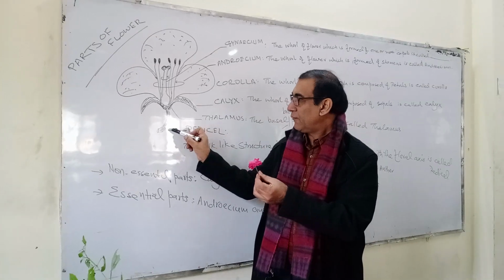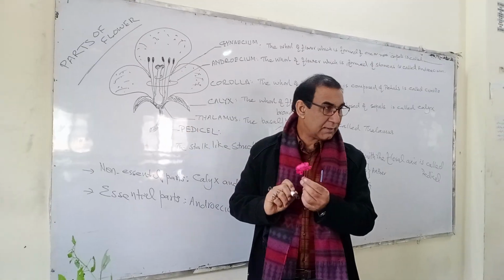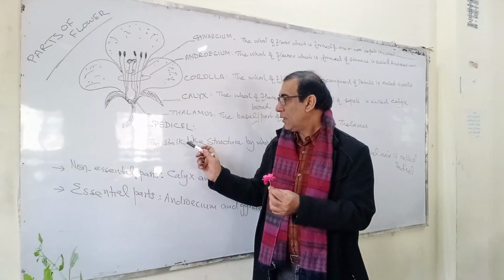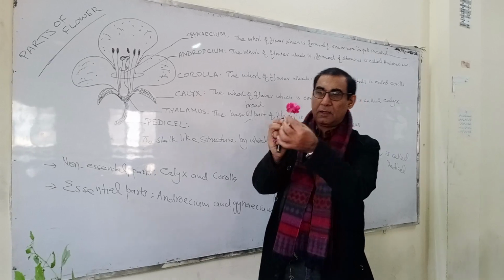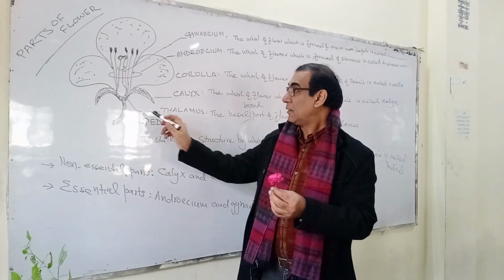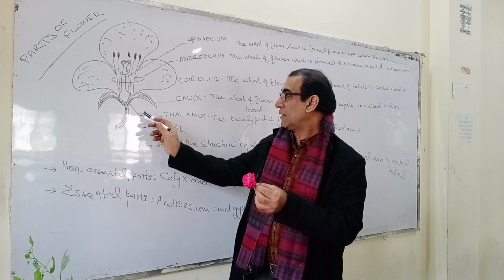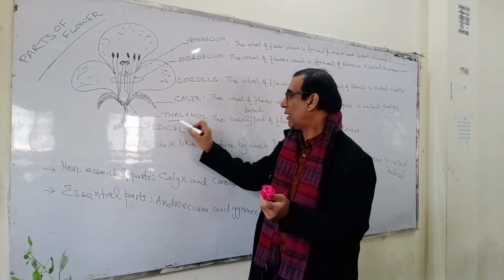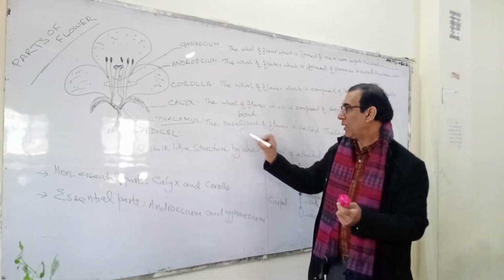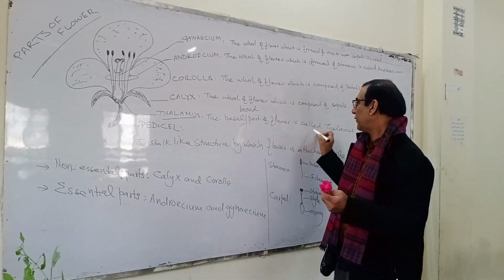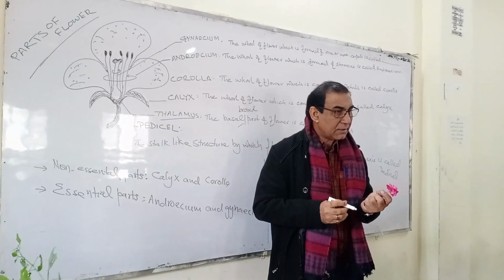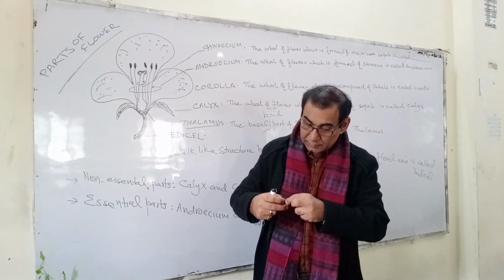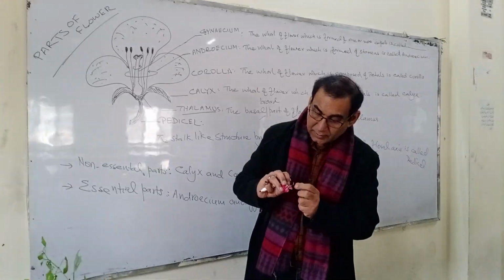The part of the flower by which the flower is attached with the floral axis is known as the pedicel. This is a tablet structure. The next swollen part, this one, is known as the thalamus. The basal broad part of the flower is the thalamus.